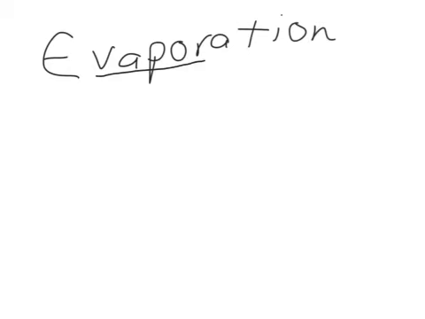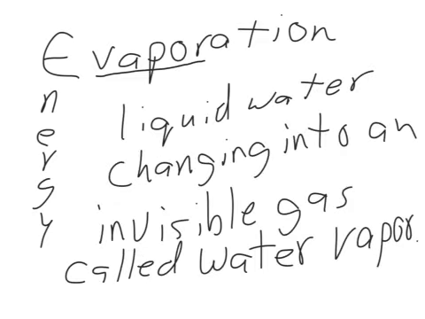Now, it takes energy to cause evaporation. And where does this energy come from? Of course, it comes from the sun. The sun's energy heats up the water. It adds energy to the water, which causes evaporation. So, liquid water changing into an invisible gas called water vapor. Evaporation.